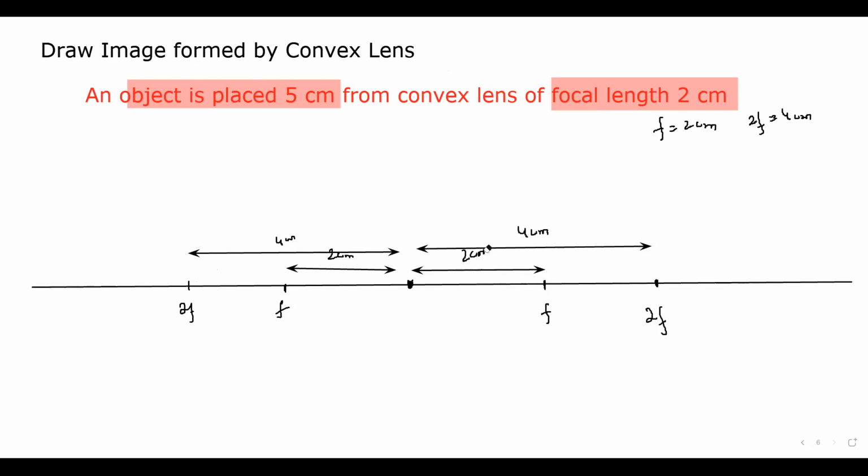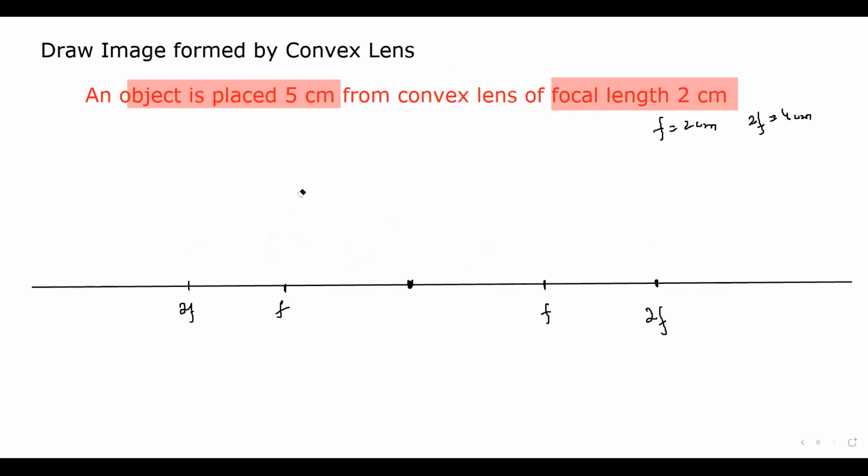But you don't have to show these arrows I drew to make you understand. Your figure should appear like this: on the right hand side there is focus F and 2F, and in the same way, there is F and 2F on the left hand side. Is it clear till this point?